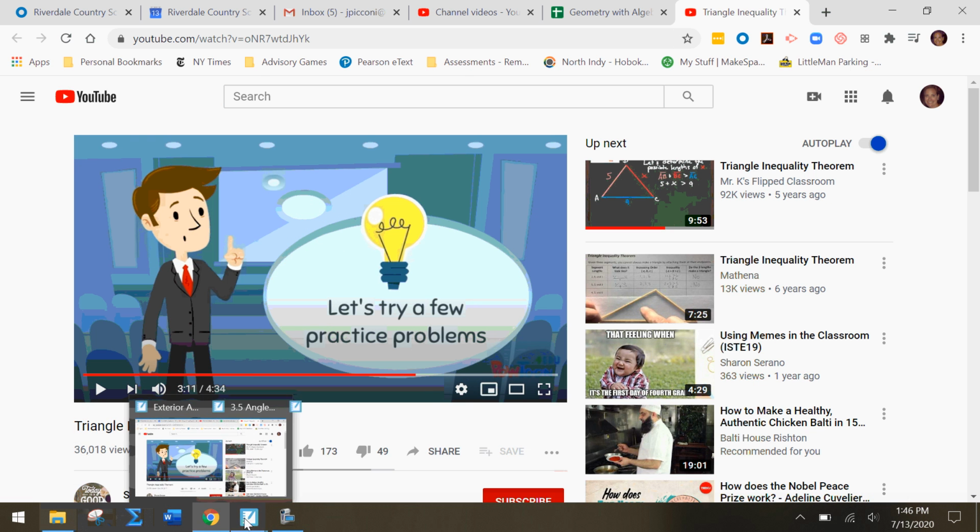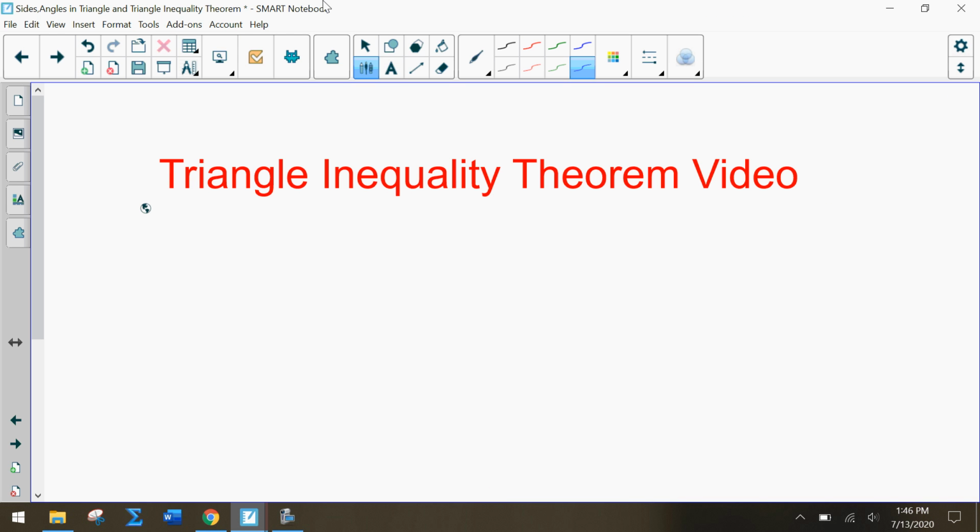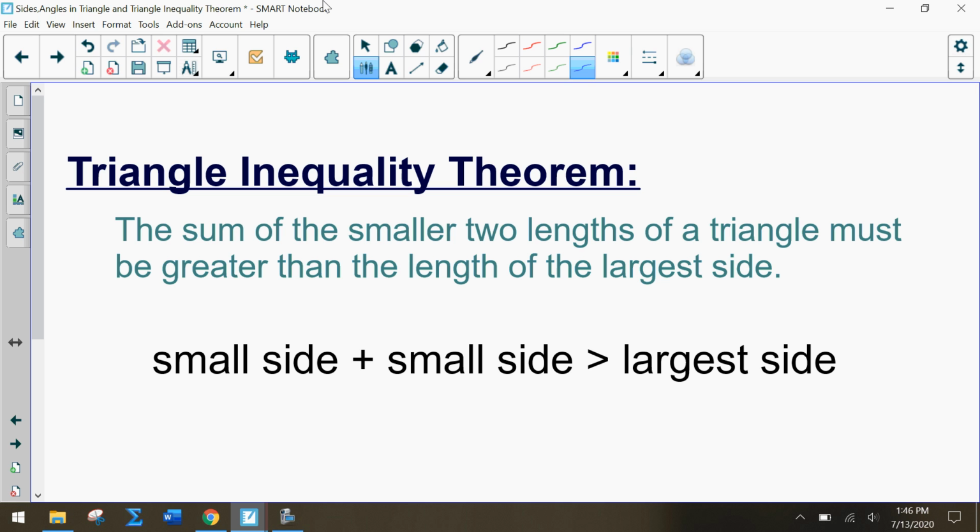So we're going to come back to the notes now, and I want us to now write the triangle inequality theorem. The sum of the smaller two lengths of a triangle must be greater than the length of the largest side. So we notice in the video it says small side plus a small side must be greater than, this is a greater than symbol, the larger side.